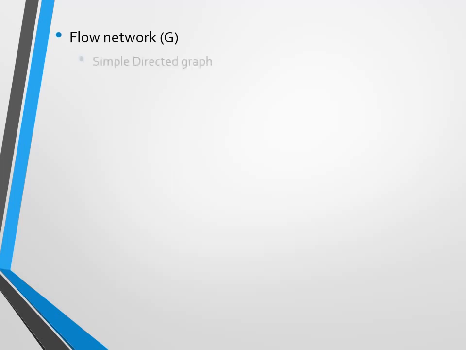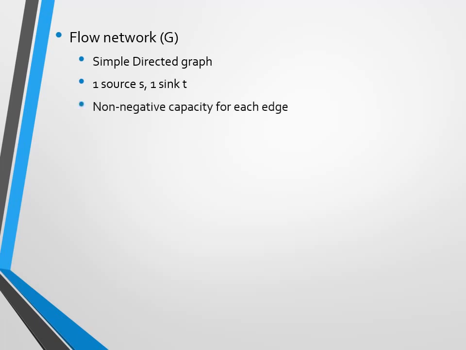So to find the maximum flow using the algorithm, we will need a simple directed graph to represent the flow network. As mentioned before, it has to have one single source, S, and one single sink, T. And all of the edges have to have non-negative capacity. You can think of the edges as pipes or roads through which material can flow, and of the vertices as junctions.